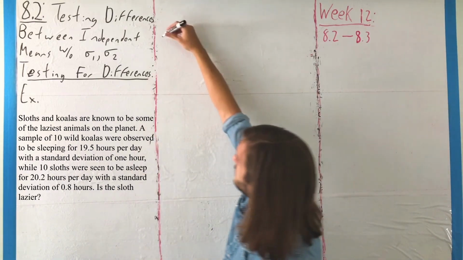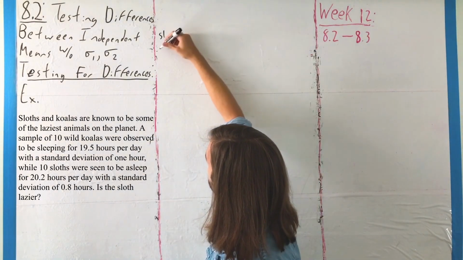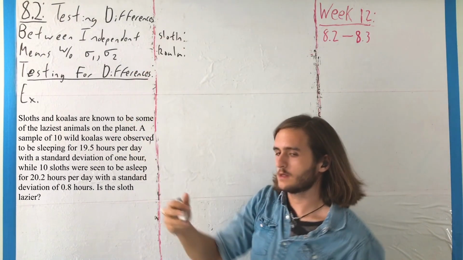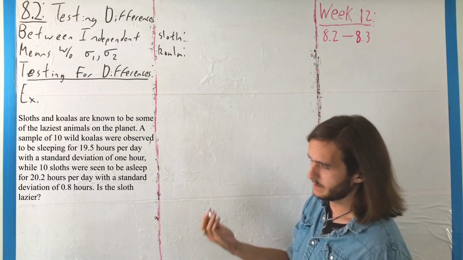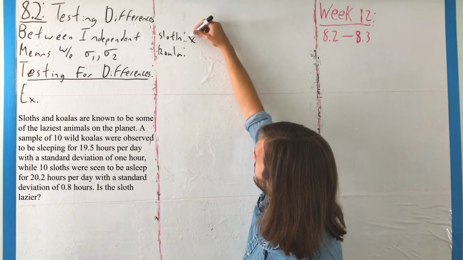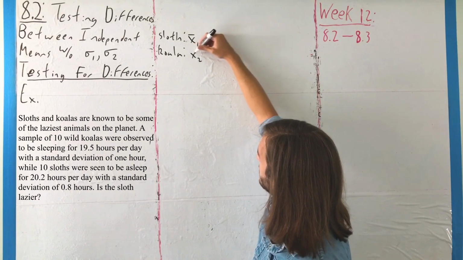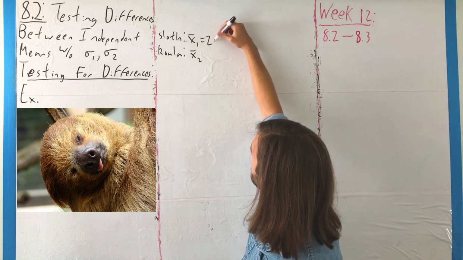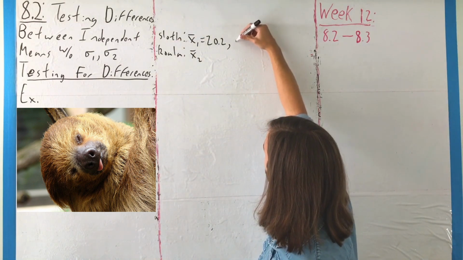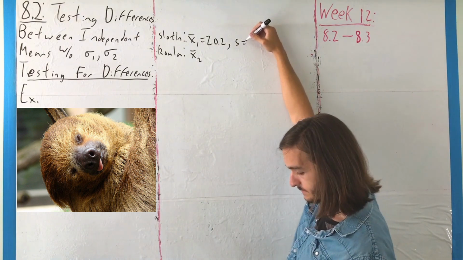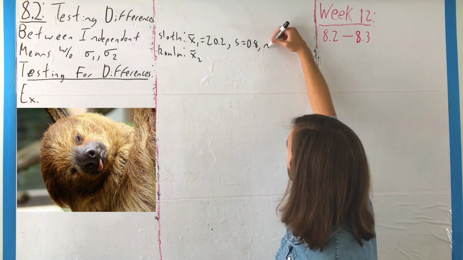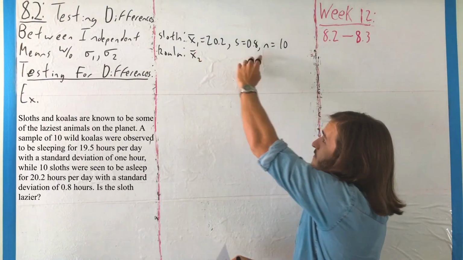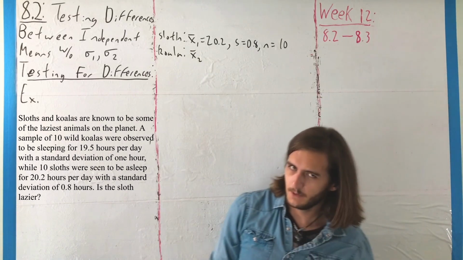So we have our sloths and our koalas, where we want to make some comparison between their population mean sleep time, what we have as our samples. For the sloth, I'm going to call this X bar 1. For the koala, that'll be X bar 2. Where, again, thinking back to the sloth, we had that mean of 20.2, a standard deviation of 0.8, and a sample size of 10. It's important to note that these are sample statistics and a sample size, not population information.